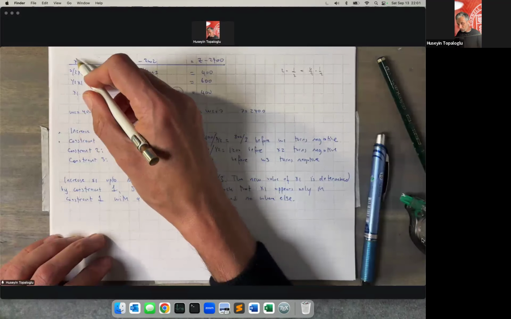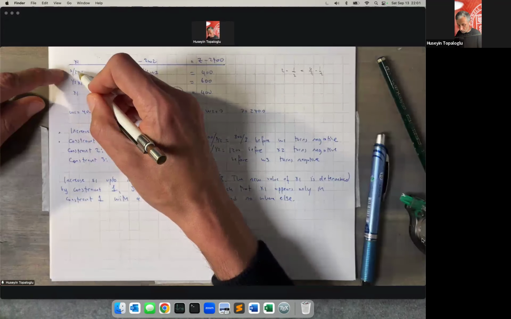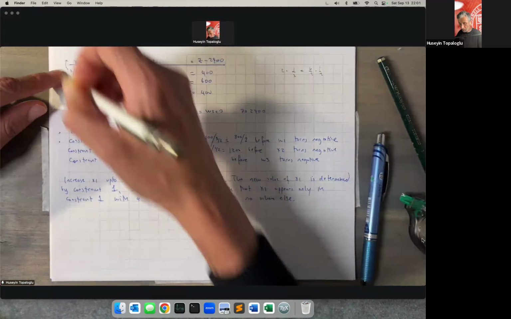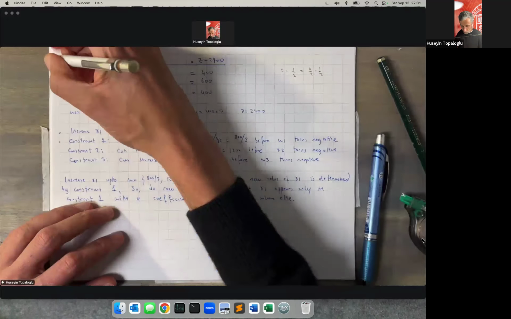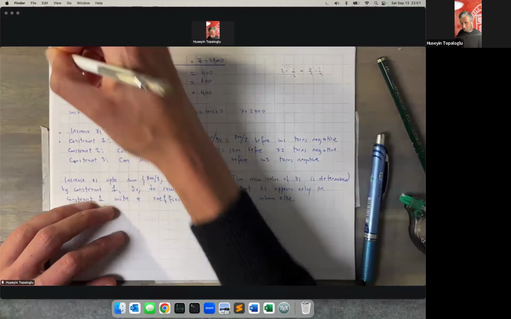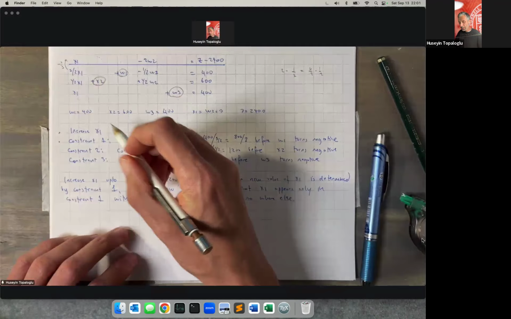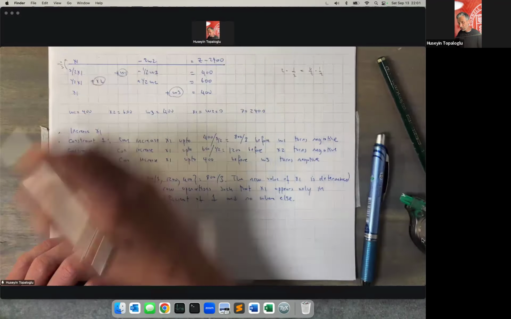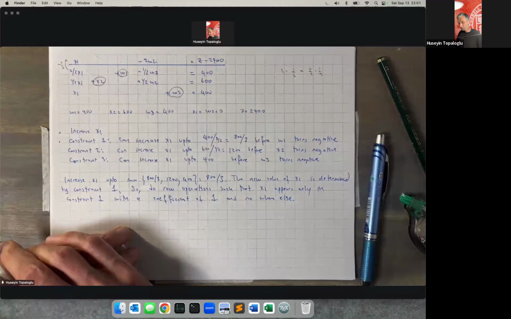I want x1 to disappear from the objective function row. So then I need to take the first constraint row, multiply it by -2 over 3, and add to the objective function row so that x1 disappears from the objective function row.